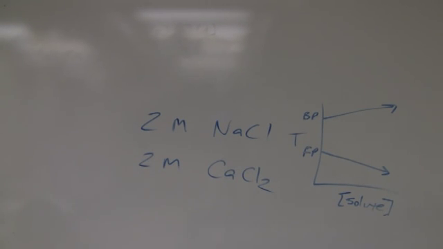So first, NaCl would have a higher freezing point. NaCl will have a higher freezing point, exactly. CaCl2 will have a higher boiling point, exactly.